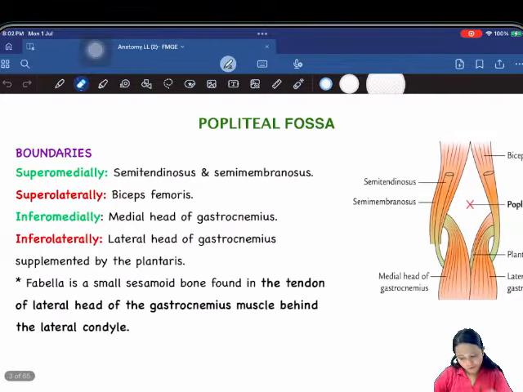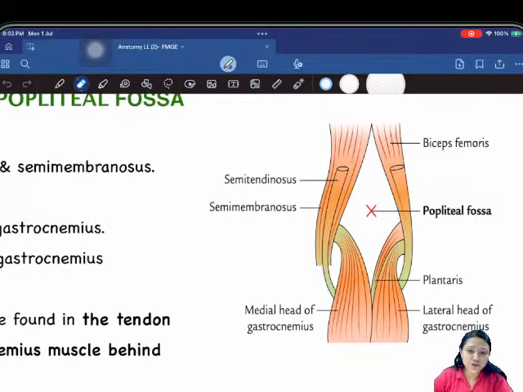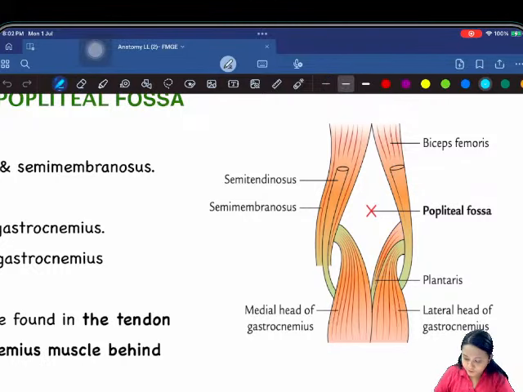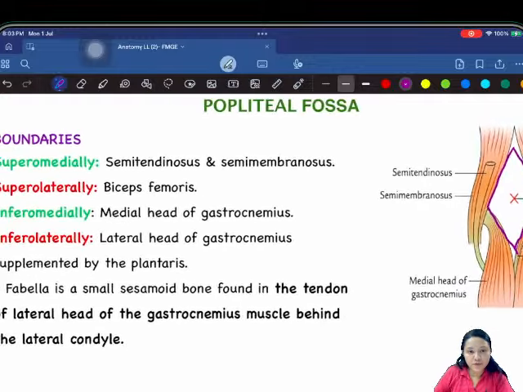Popliteal fossa, as you know, is present behind the knee, at the back of the leg. You can see this fossa here. It is a diamond shaped fossa. As you can see the shape, it is in the shape of a diamond. Now, what are the boundaries of the popliteal fossa?